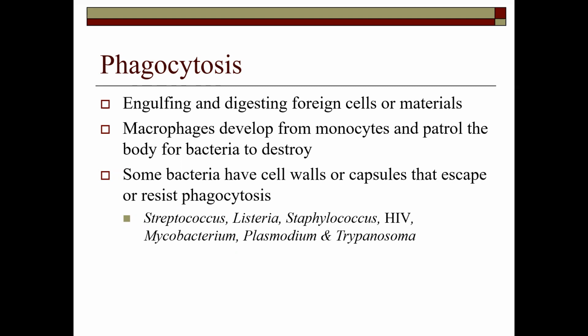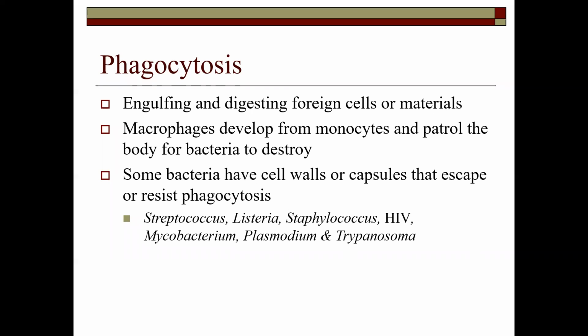Mycobacterium, which is the cause of tuberculosis. And actually, when we talk about tuberculosis, we're going to talk about how they basically use phagocytosis against our own body. So not only is tuberculosis not able to be killed by phagocytosis, they actually use it to their advantage. Plasmodium, if you remember way back in lab 4, when you looked at eukaryotic parasitic organisms, Plasmodium is what causes malaria, and Trypanosoma is what causes African sleeping sickness. Those two parasites, which are protozoans, are also very resistant to phagocytosis.